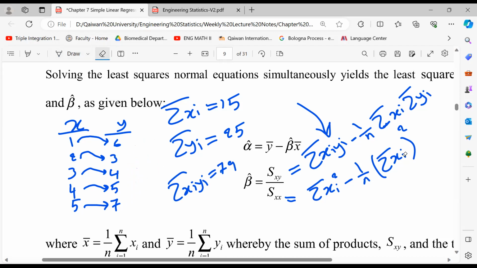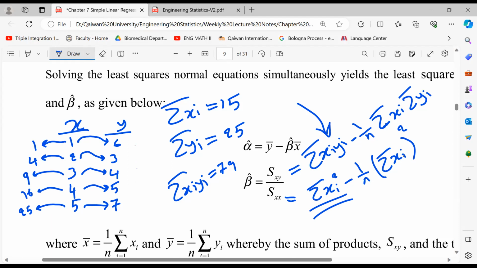And then finding this one, the sum of xi squared. That means here we square all the x values and then we find the sum of them. 1 squared is still 1, 2 squared is 4, 3 squared is 9, 4 squared is 16, 5 squared is 25. The sum of these is 55. So the sum of xi squared is 55.